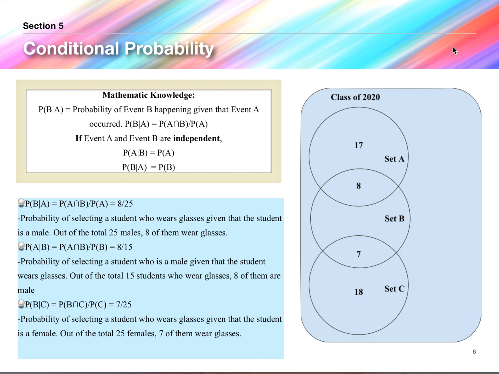First is the probability of selecting a student who wears glasses given that the student is a male. Out of the 25 males, 8 of them wore glasses. The next is probability of selecting a student who is a male given that the student wears glasses. Out of the 15, 8 were male. Probability of B given C, which is probability of selecting a student who wears glasses given that the student is a female. Out of the 25 females, 7 of them wore glasses.